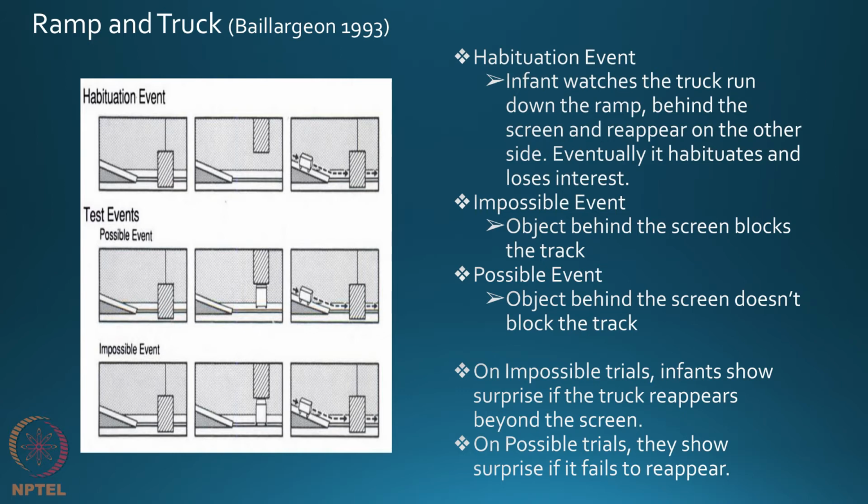Now, sometimes the screen is lifted revealing the track. So, in the first set of trials, which are called the habituation trials or habituation events, the truck rolls down the ramp and rolls along the track, goes behind the screen, emerges from the other side of the screen. Okay. Now in some cases the experimenter places an object or an obstacle right behind the screen, and here again there are two sub cases.